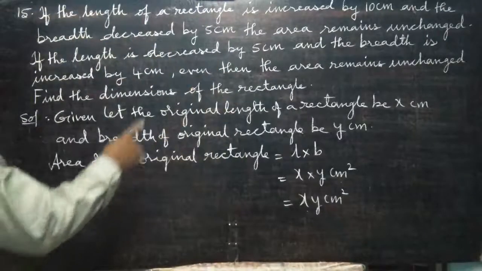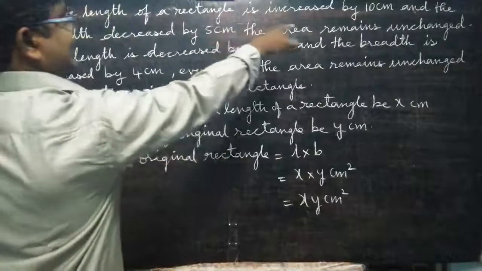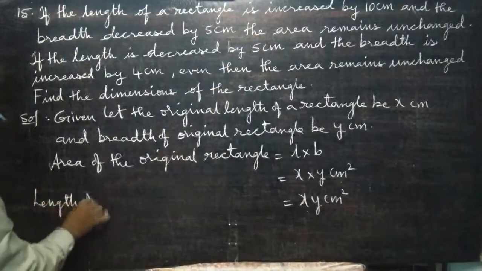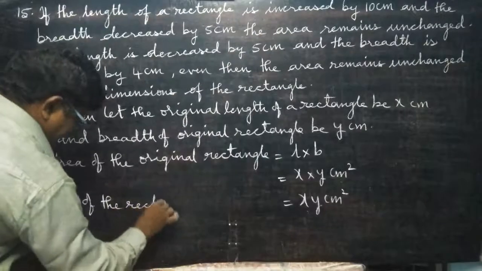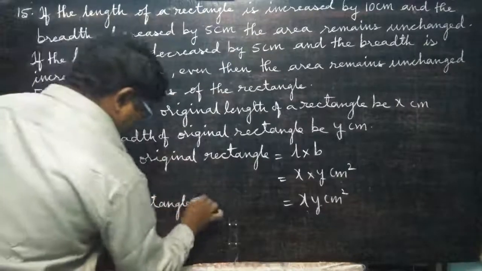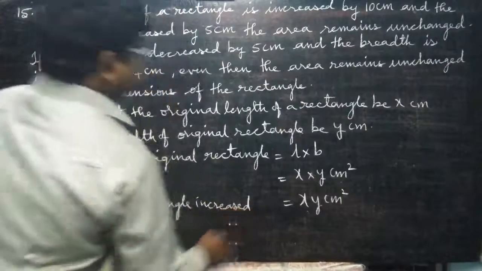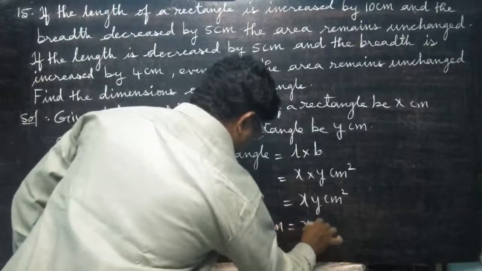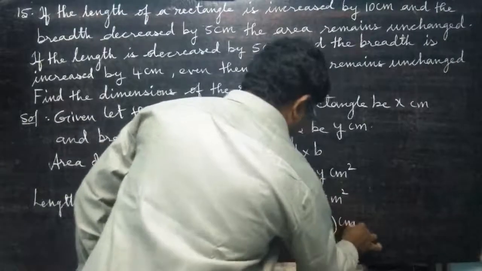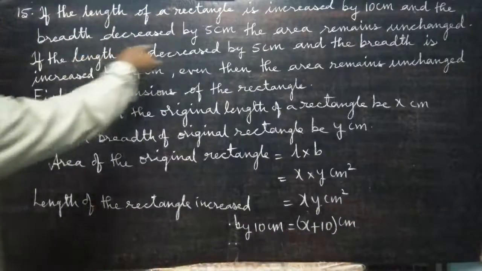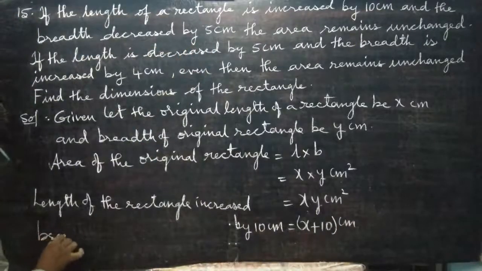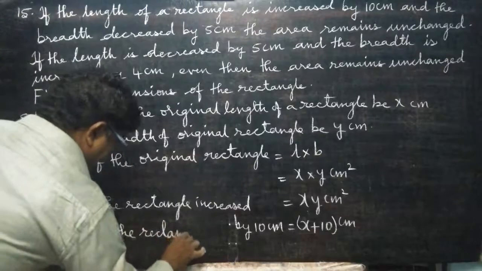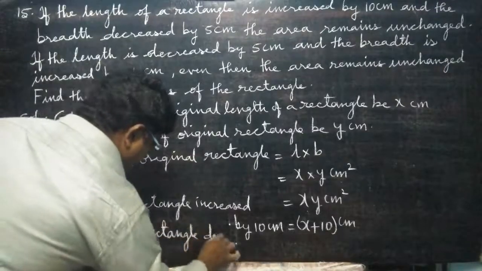Now here starting, the length of the rectangle is increased by 10. So length of the rectangle increased by 10 centimeters. By 10 centimeters means x plus 10 centimeters. Next one is what? The breadth is decreased by 5 centimeters. Breadth of the rectangle decreased by, before increased, now decreased.